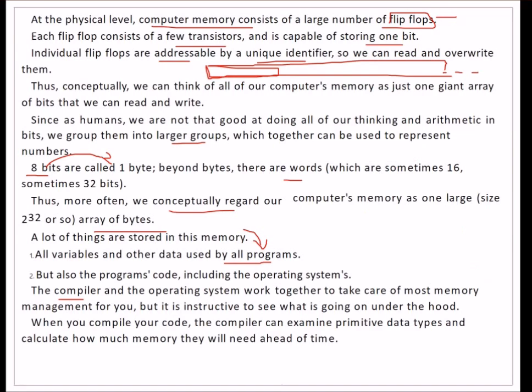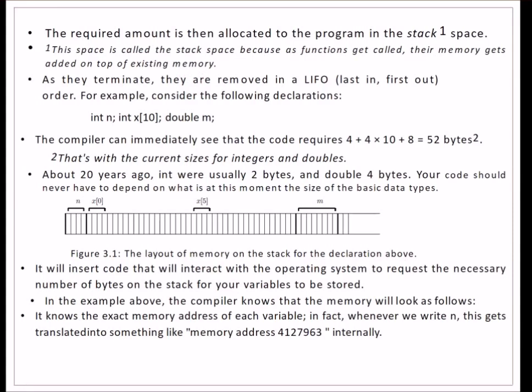So when you write your code and compile, what the compiler will do is examine the primitive data types like integer, float, bool, character, and compute how much memory they are going to need. The required amount is then allocated to the program, which is running in the stack space. This is very important: stack space. There are two spaces: stack space and heap space.